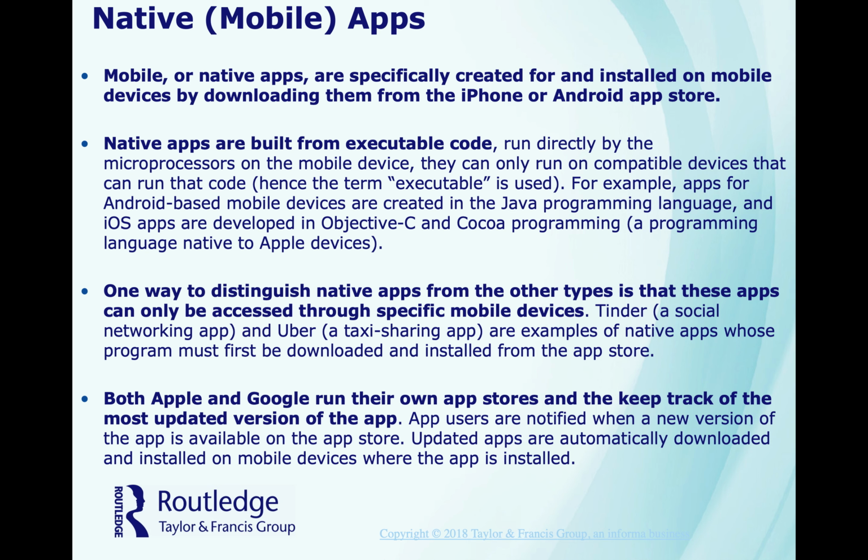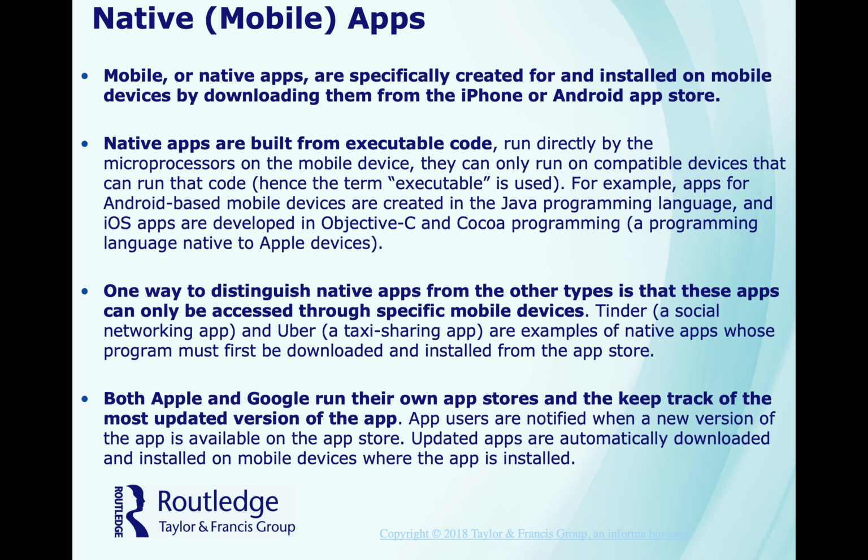One way to distinguish native apps from other types of apps is that they can only be accessed through specific mobile devices. Tinder is a social networking app. Uber is a taxi sharing app. These are examples of native apps whose program must be downloaded first and installed from an app store. So you can't get Tinder on your computer, and Uber or Lyft.